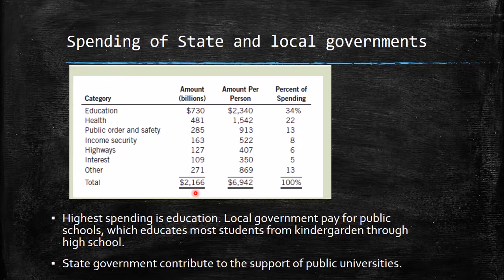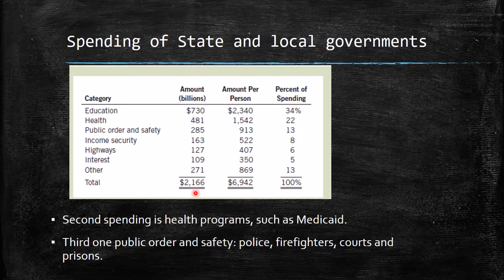Here we have the highest spending, which is education. It's important to differentiate: local government pays for public schools, which educate most students from kindergarten through high school. State government contributes to the support of public universities. The second one is the health program, for example Medicaid. The third one is public order and safety, which is 13% of the total spending of state and local government.